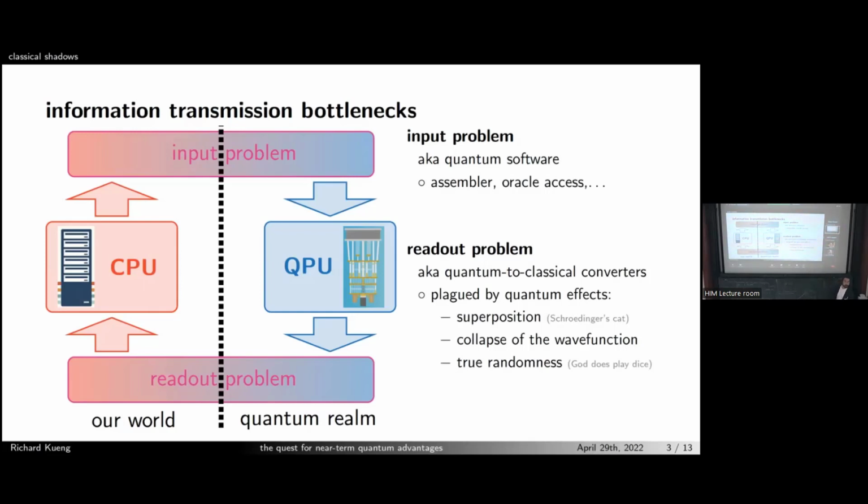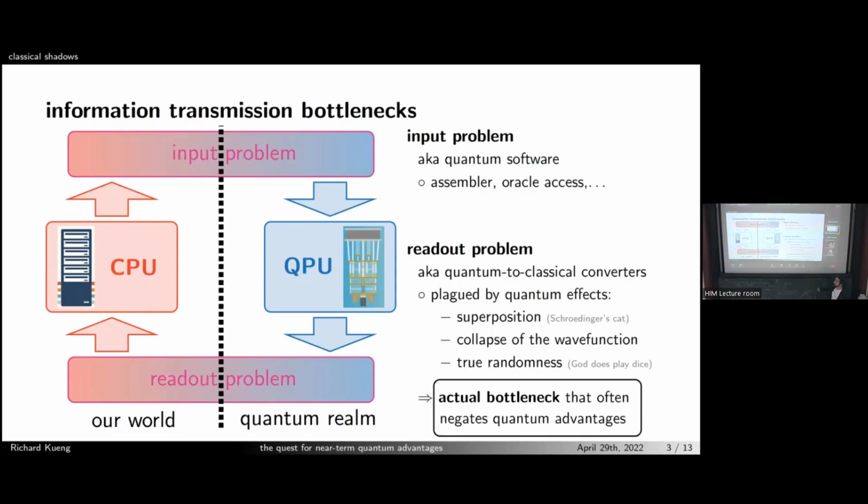And this readout problem is really plagued by these quantum curses I mentioned before, most notably the collapse of the wave function. If I perform one measurement, I destroy my entire working register, and in order to get the next look, I have to redo everything again. But also the measurement outcomes are random, and the underlying distribution can be complicated and very correlated. Let me emphasize that the readout problem is an actual bottleneck that has negated quite a few quantum advantages of believed algorithms.